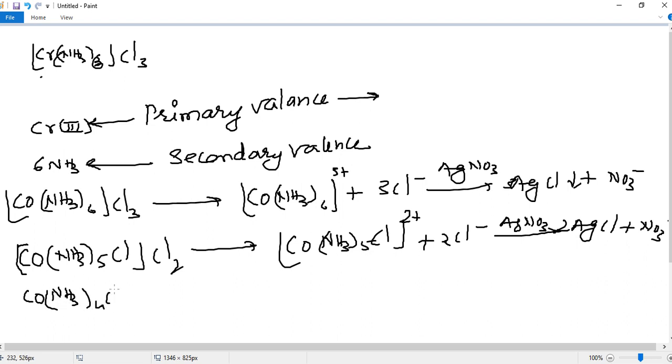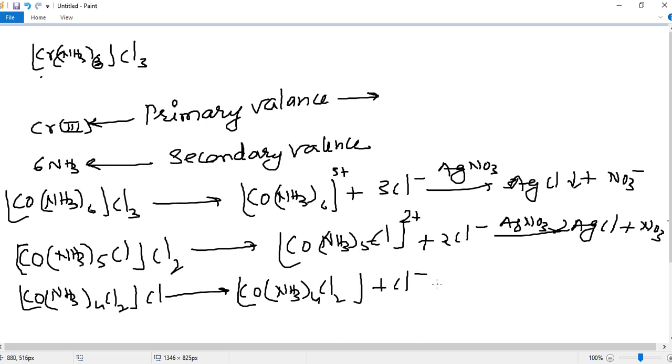Now in the next case, what would happen? [Co(NH3)4Cl2]Cl. Cl2 are there, so in that case 1 Cl is outside only. So when this compound is added in water, what we would get is [Co(NH3)4Cl2]+, this is the complex ion, and plus Cl minus. So when treated with AgNO3, what we would get is 1 molecule of AgCl and NO3 minus. 1 mole of AgCl precipitate will be obtained.